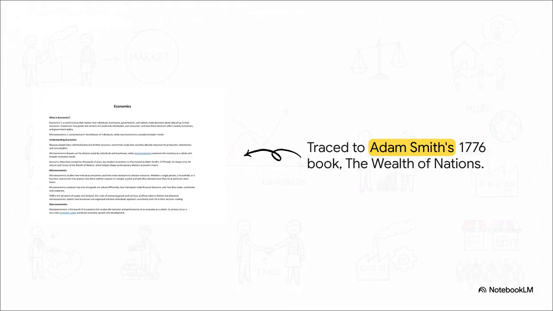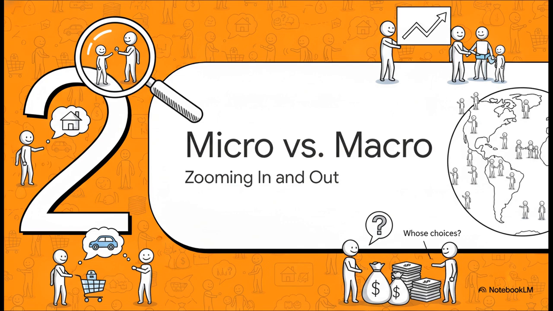Now, while these ideas about scarcity and trade have been floating around for literally thousands of years, modern economics is usually traced directly back to Adam Smith, specifically his seminal 1776 book, The Wealth of Nations. This was the text that truly helped shape contemporary Western economic theory exactly as we know it today. Which brings us to Section 2, micro versus macro perspectives, zooming in and out.